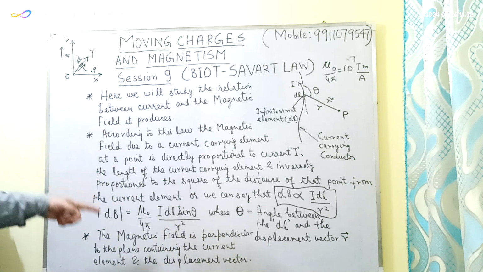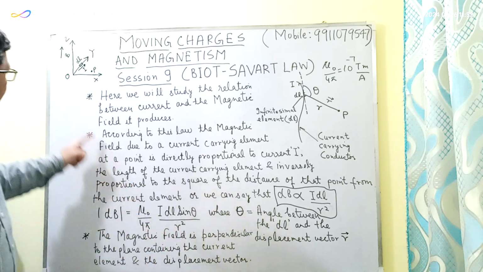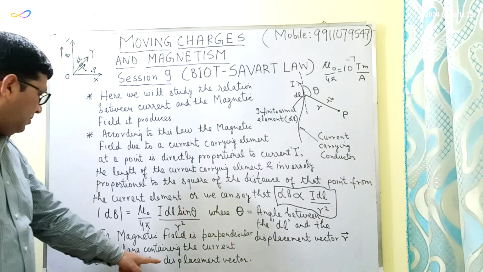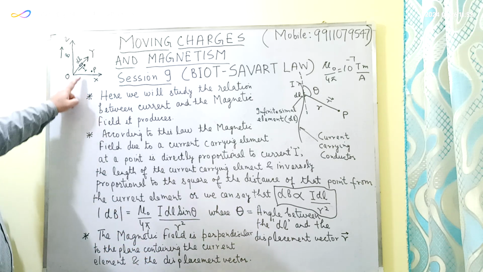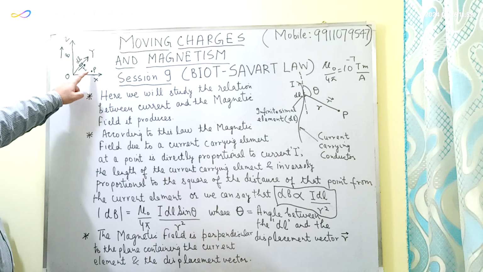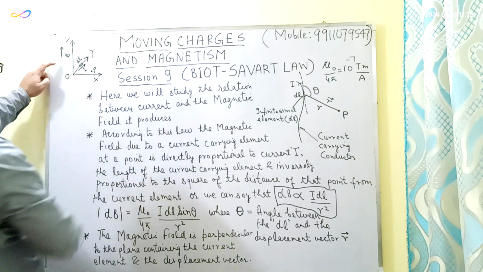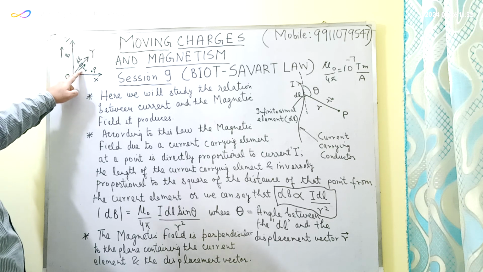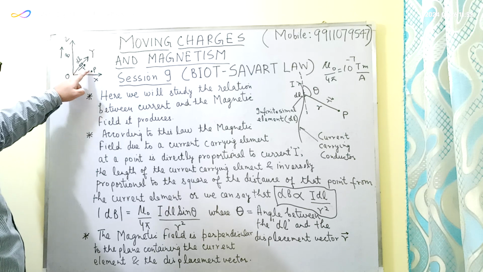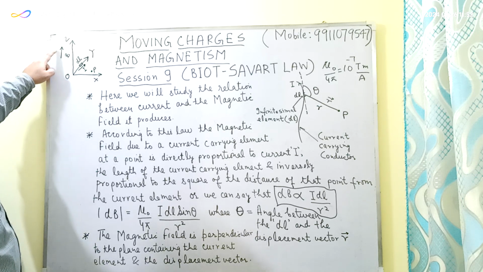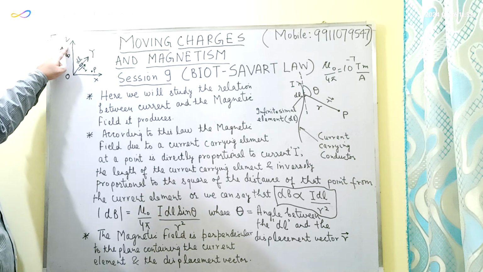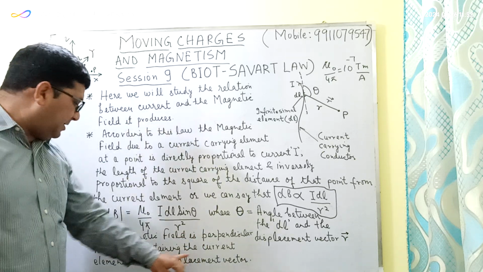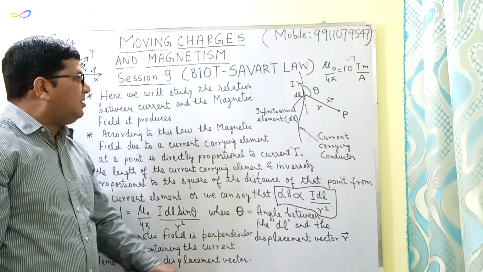As per this definition, the magnetic field due to this current carrying element will be perpendicular to the plane containing the current element and this displacement vector. So the direction of the magnetic field because of this current carrying element at this point P will be along the positive z axis, because the magnetic field is always perpendicular to the plane containing the current element and the displacement vector.